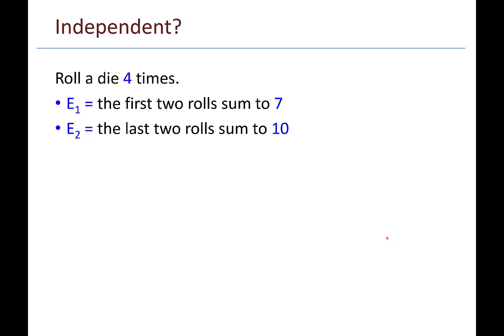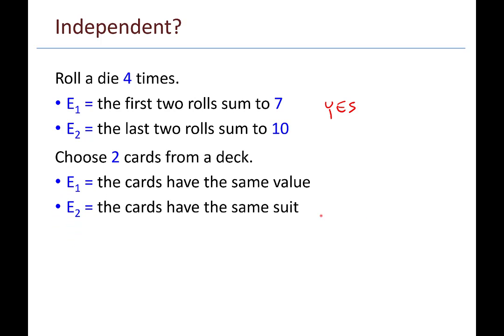Here are some more examples. Let's see if these events are independent. Say you roll a die 4 times. Event 1, the first 2 rolls sum to 7. Event 2, the last 2 rolls sum to 10. Yes, these are independent. The outcome of the first 2 rolls has no influence on the outcome of the last 2 rolls.